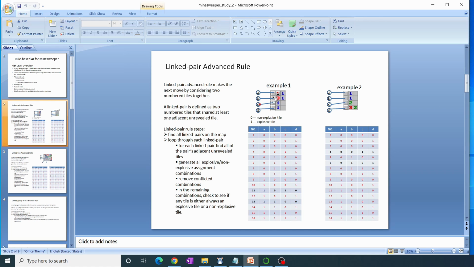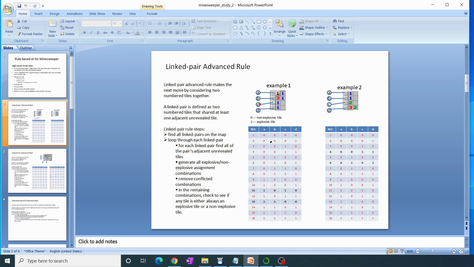So how can we solve this problem in a systematic way that is programmable? We can simply solve this problem by brute force. For example 1, there are a total of 4 unrevealed tiles that are next to tile number 3 and tile number 1. Each of the 4 unrevealed tiles can be either explosive or non-explosive. This gives a total of 16 possible combinations. I have listed all 16 of them here on this table.